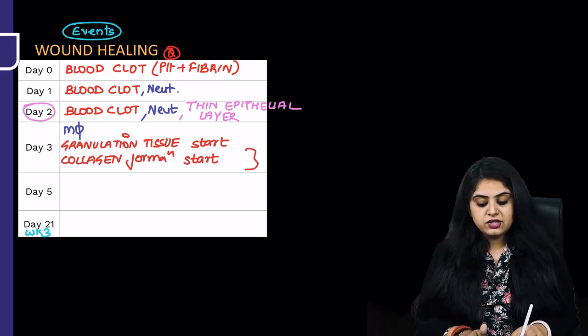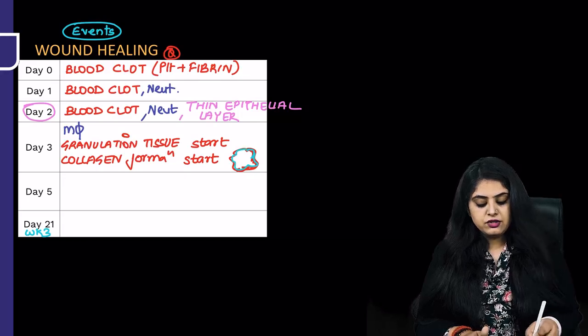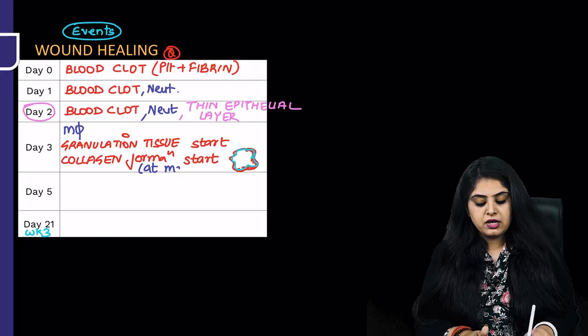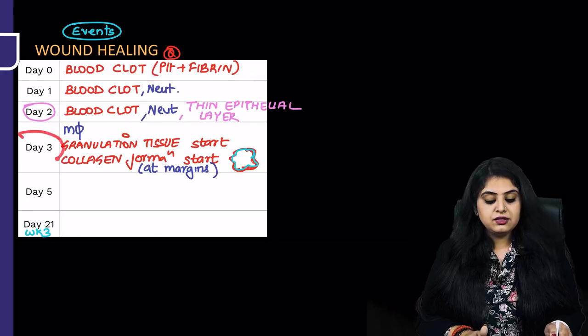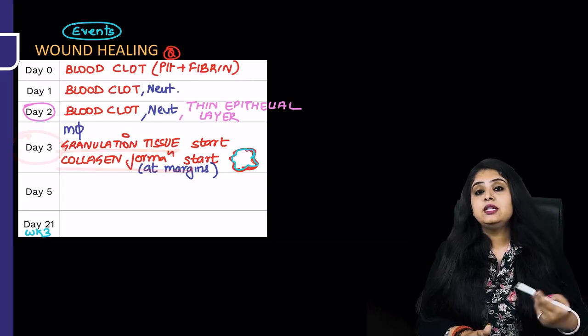No, the collagen that starts is only at the margins. That is what you have to know. So if I take a blue color, this is where the collagen formation is going to start. It is going to start at the margin. So when does it actually complete? Remember, everything starts on day 3, whether it's granulation or whether it's collagen, but it is going to increase gradually.